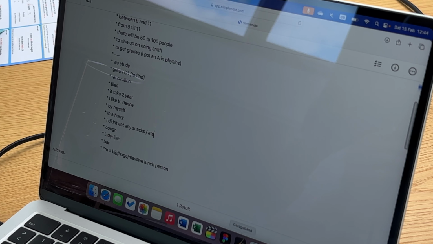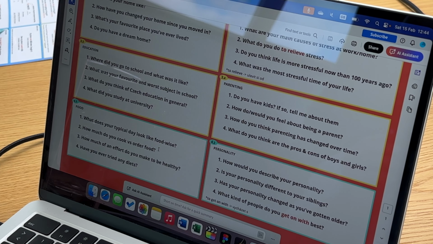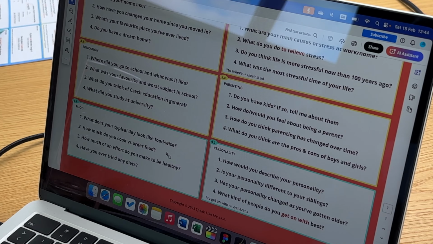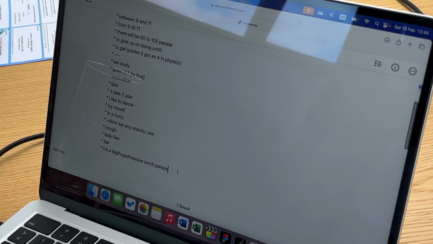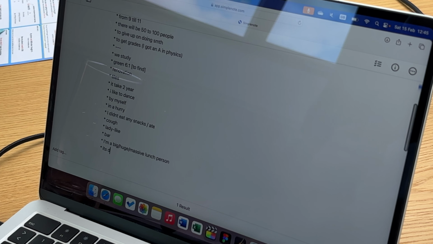All right, so getting into question 2 of food. How much do you cook food versus order food? It's a good question. It depends on my mood, and on how much work I have. Because if I'm busy, then I order food. And if I have more free time, then I cook a bit more.